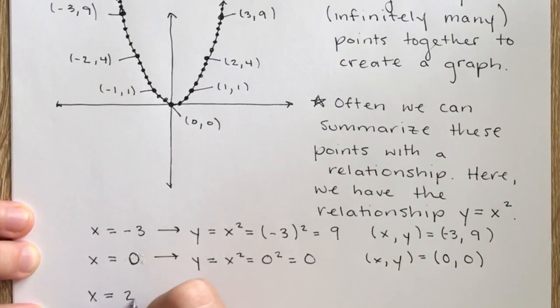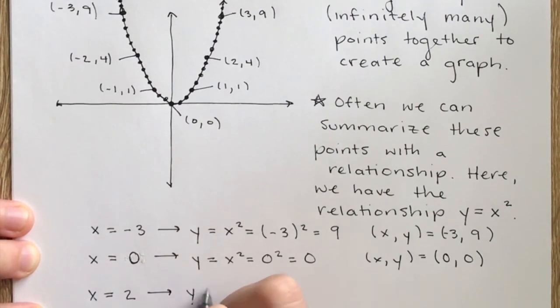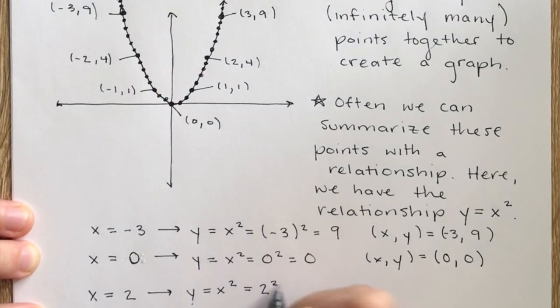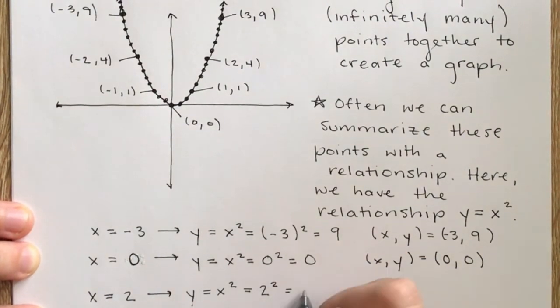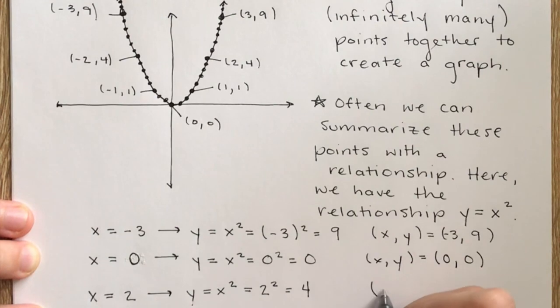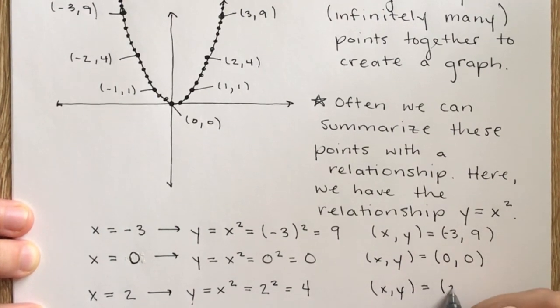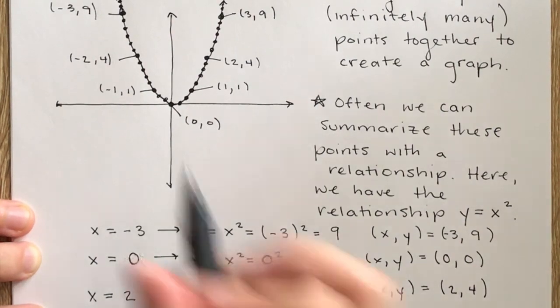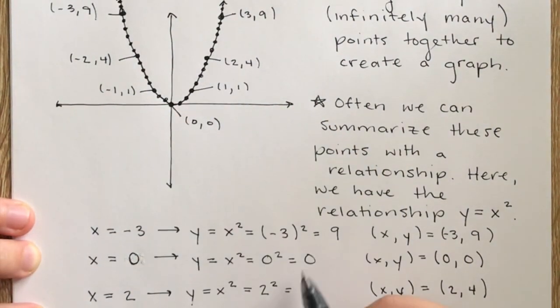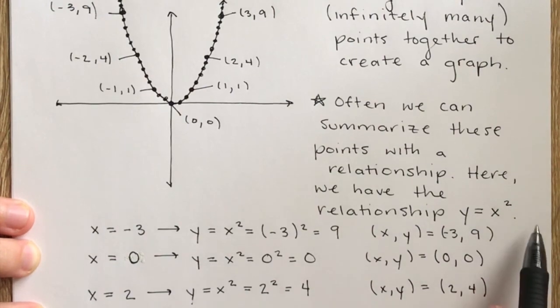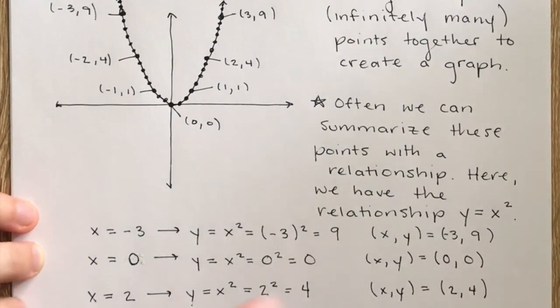If x is 2, then y equals x squared, which is 2 squared, which is 4. (x, y), in that case, is (2, 4). Every point on this graph is going to follow this relationship. That's what this graph represents. And that is what we're going to look at in the graphing by point plotting exercise.